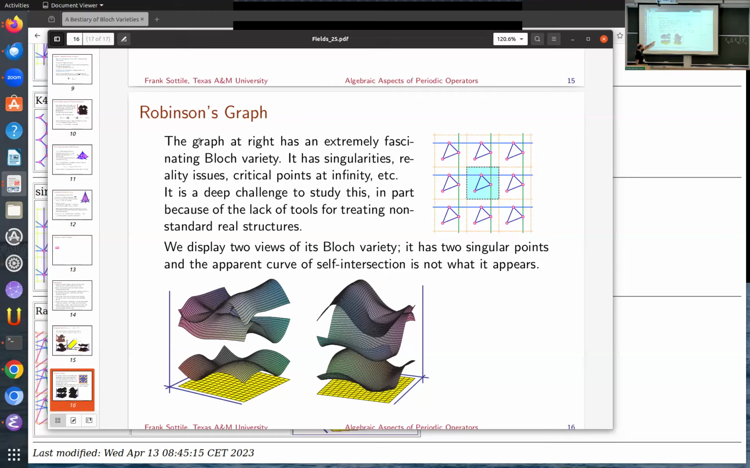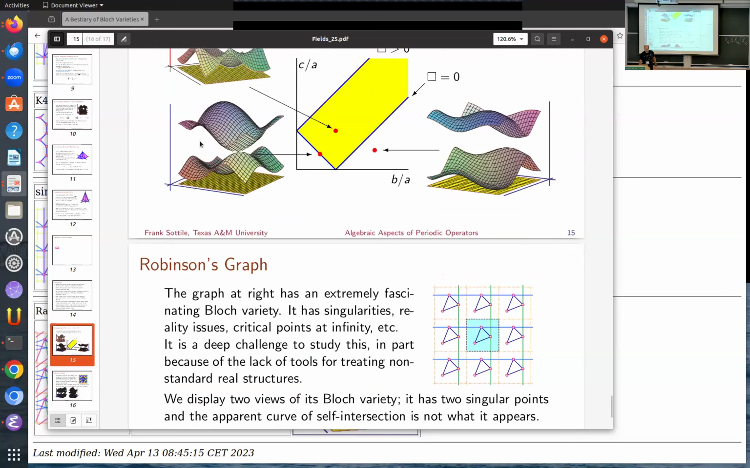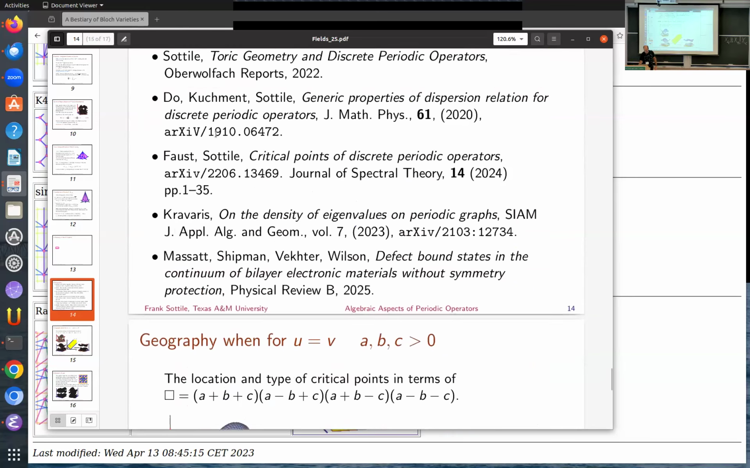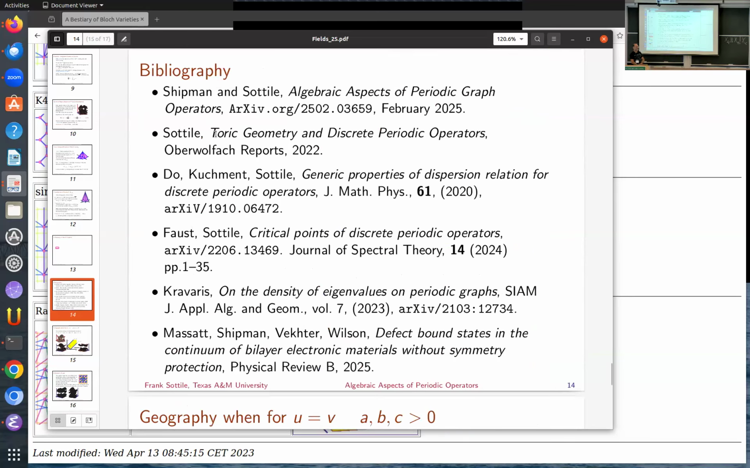And here are two views of the block variety. I didn't study this very well, but it looks like it has two singular points. There's also an apparent curve of self-intersection, but I'm not able to tell if that is a curve of self-intersection or not because I didn't really spend time studying it. But maybe y'all can later this week. So, oh wait, here's some bibliography, and I'm out of time in 52 seconds.